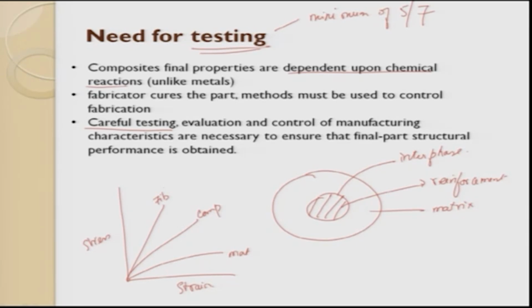So it is always advisable to do a minimum of 5 to 7 tests of whatever sample testing you do as far as composites are concerned. Then you can have a mean and error for every point. So careful testing and evaluation is very important because this leads to control of manufacturing. Characteristics are necessary to ensure that the final part's structural performance is obtained.